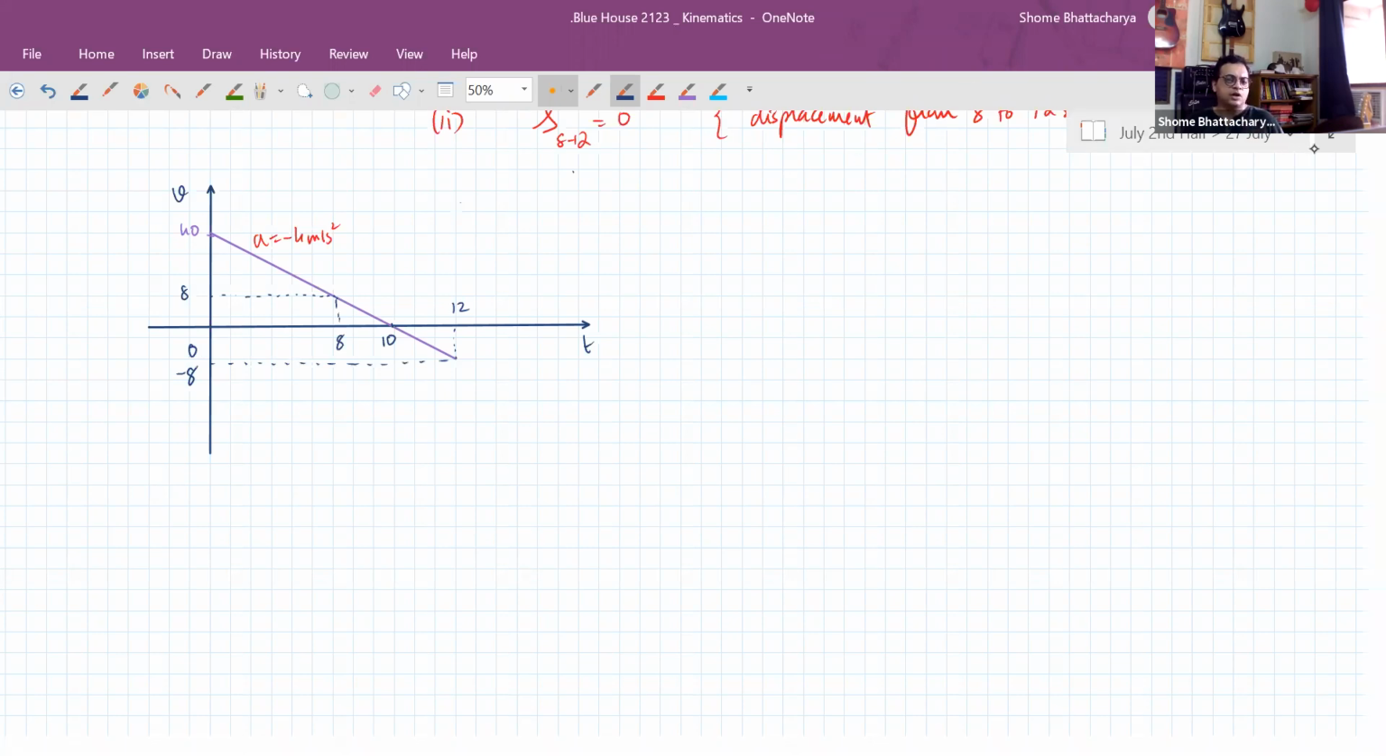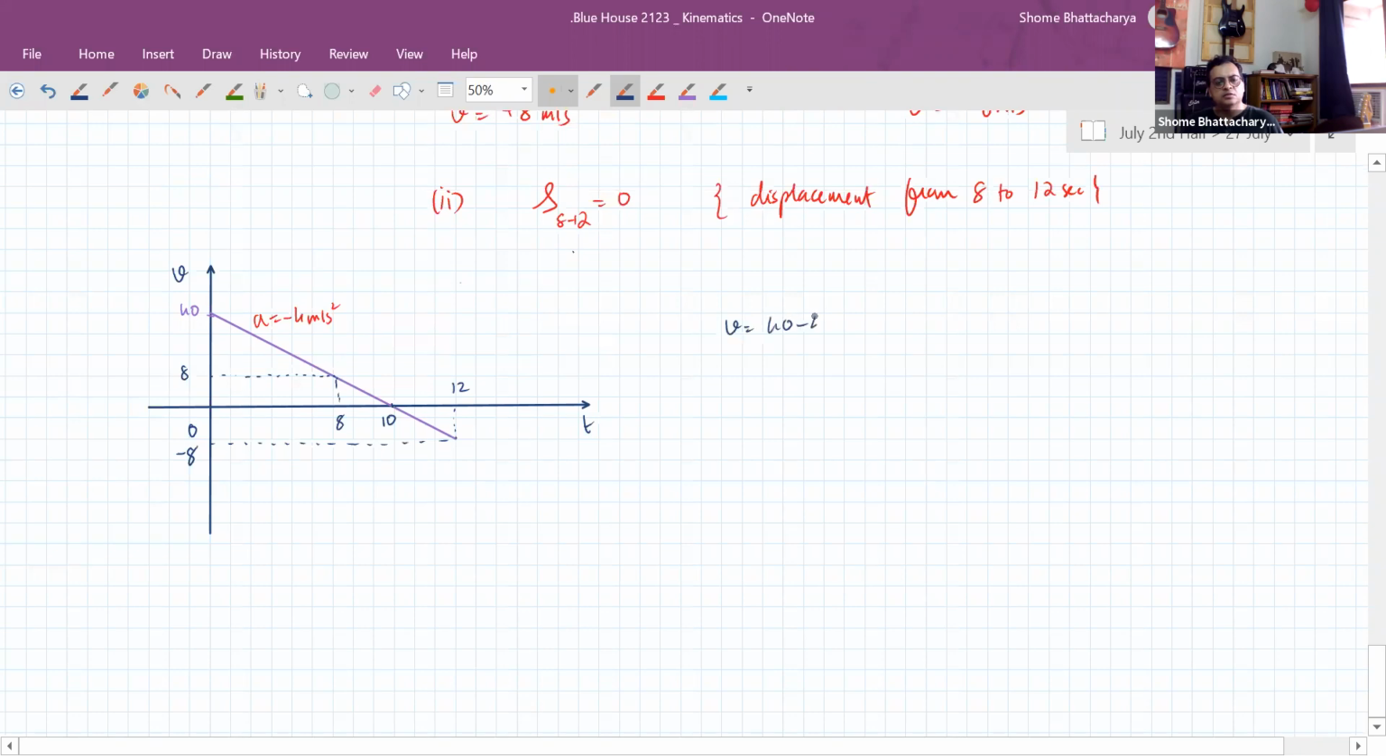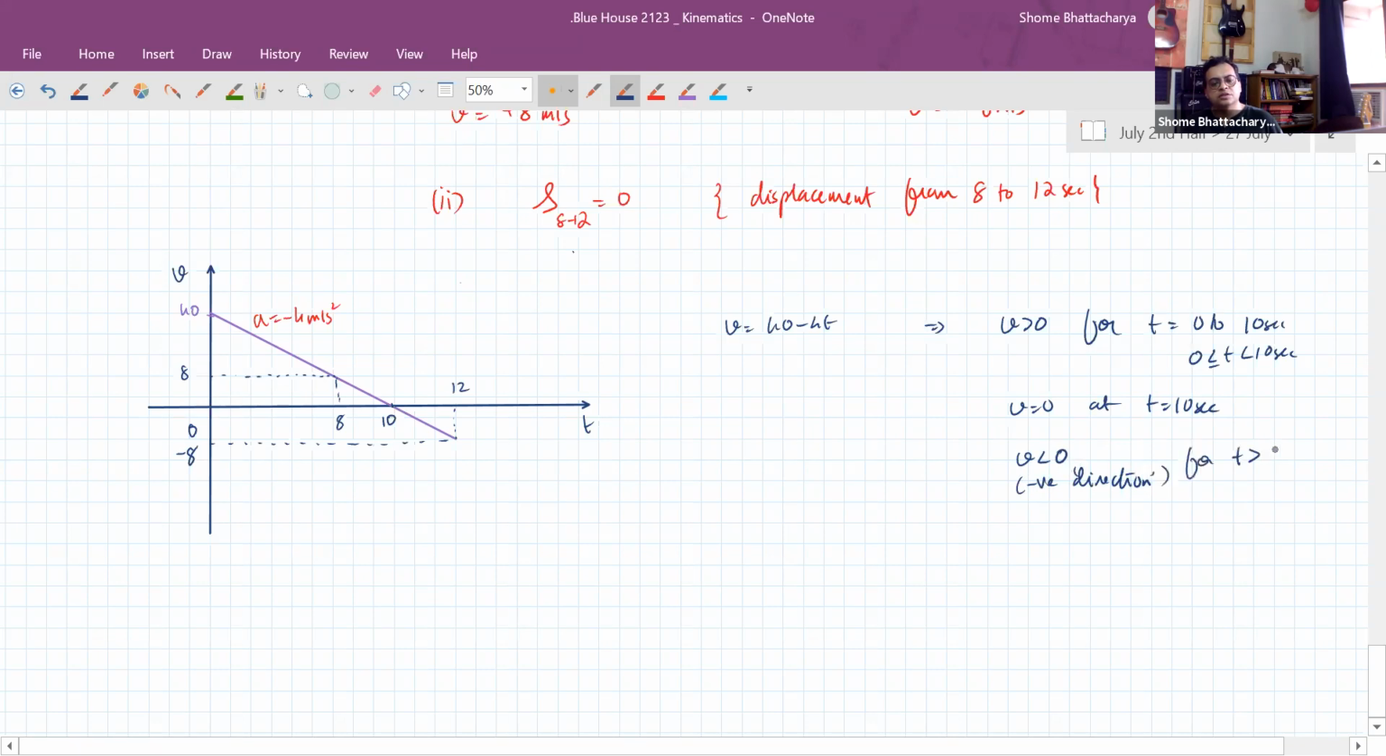So how is this graph helping us? How did I know the velocity is becoming 0 at 10 seconds? Because v is equal to 40 minus 40. So we can see that v is greater than 0 for t equal to 0 up to 10 seconds. Velocity becomes 0 at t equal to 10 seconds. And then velocity becomes negative, that means negative direction, after 10 seconds.